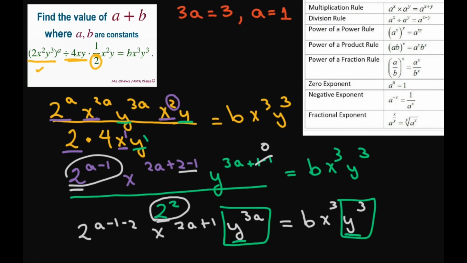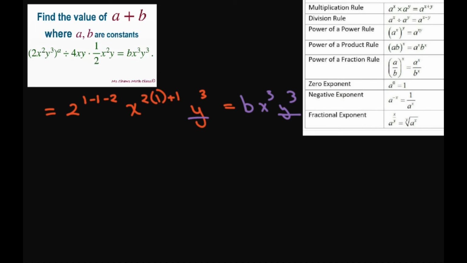All right. Now if a equals 1, I'm going to substitute in 1 in all of these and then solve for b. All right, so that's what I'm going to do next. So if I substitute in 1, I'm going to get this equals 2 to the power of 1 minus 1 minus 2. Then we have x, and this is going to be 2 times 1 plus 1. And we still had y to the power of 3a equals, and a is 1, so I'll just take that a off, and b x cubed y cubed.